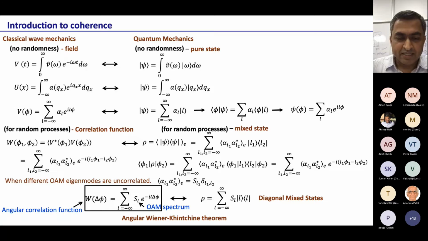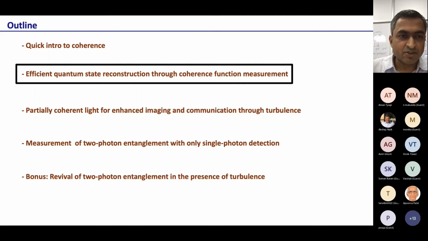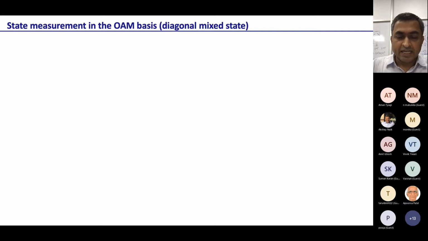So with that basic, let me go to the few works that we have done. The first thing I'll show is these few things we have worked out for efficient quantum state reconstruction. And here we have done a state measurement in the orbital angular momentum basis.